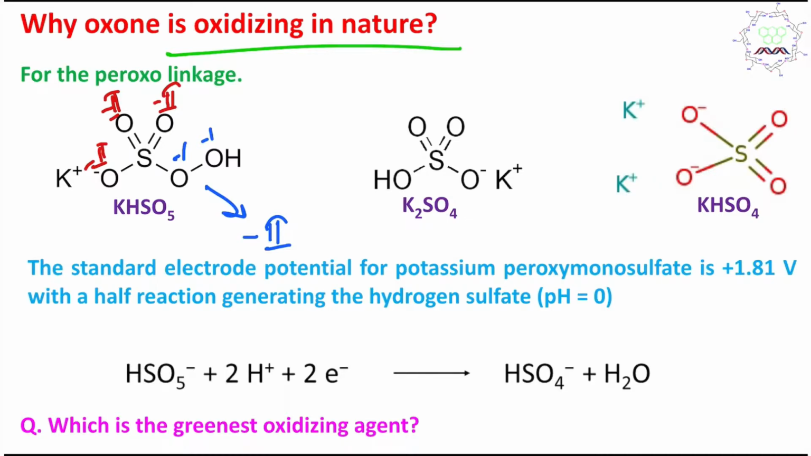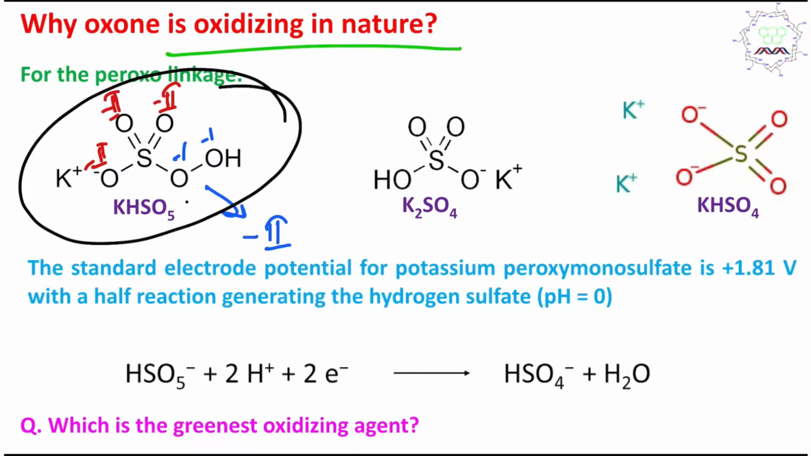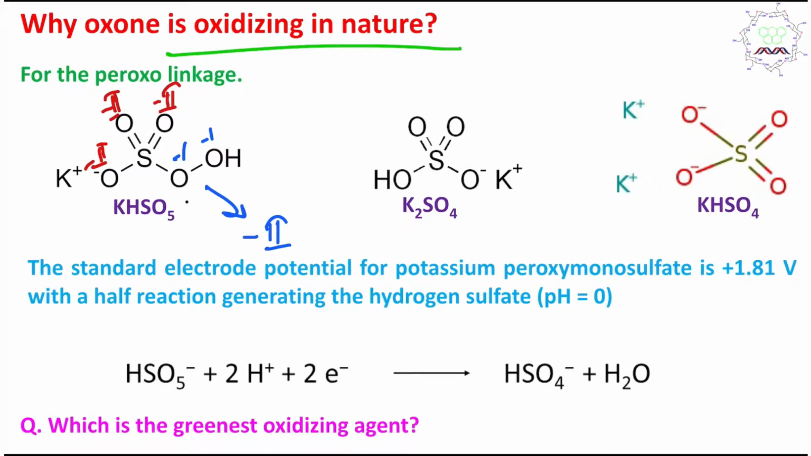So, you may think, sir, what is the fate of this part? This potassium peroxymonosulfate, after it oxidizes someone, itself gets reduced. So what happens? It simply forms the corresponding sulfate, meaning this part is gone and the remaining oxygen becomes -2 oxidation state. So overall, the peroxo linkage is destroyed.